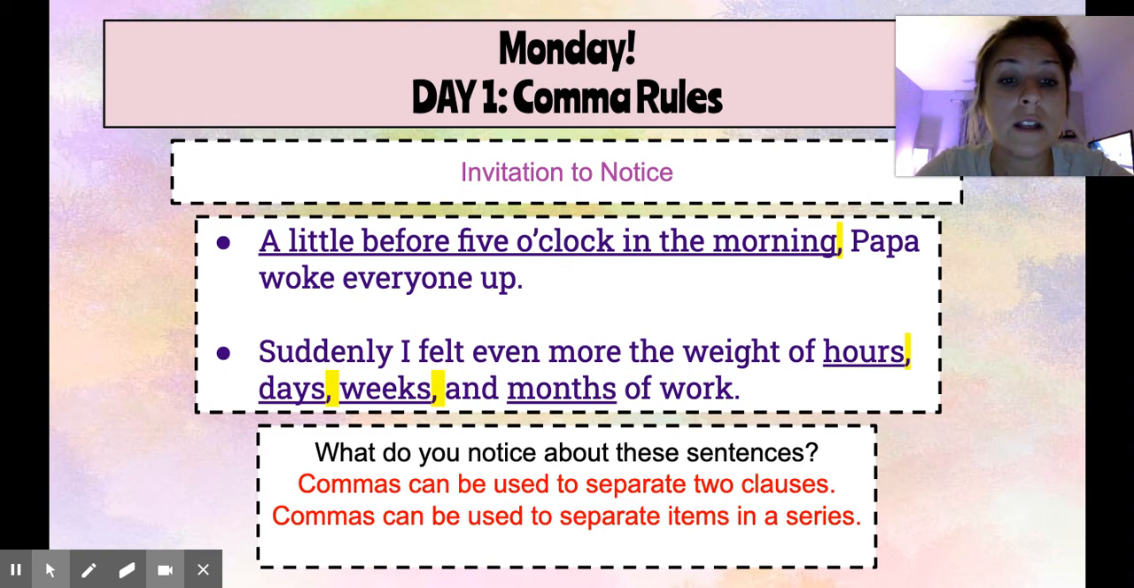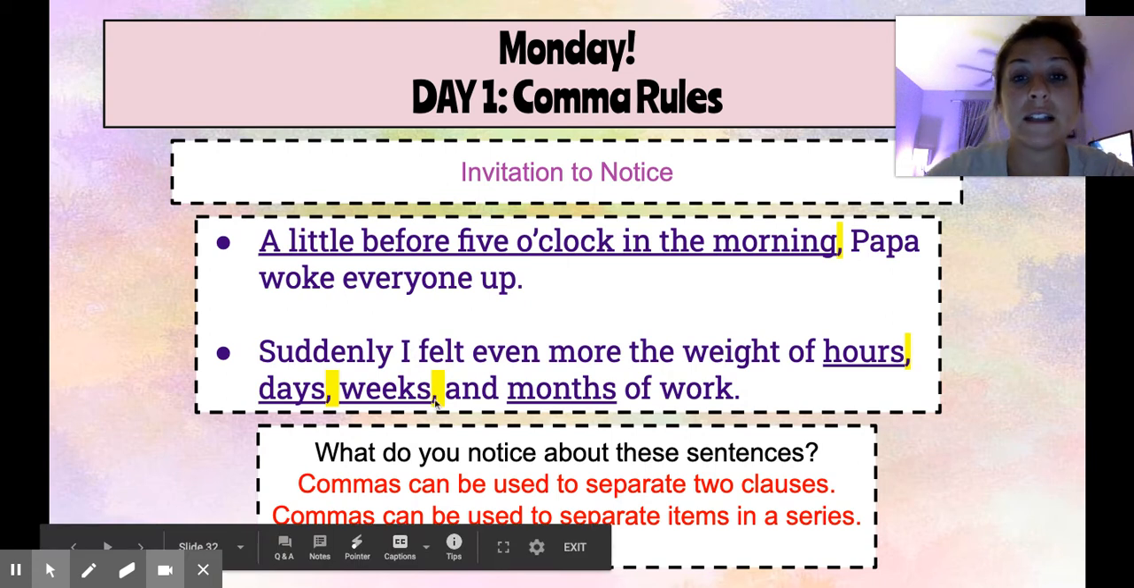Okay, the second one you see, you have three commas and it's separating a list. Okay, so hours, comma, days, comma, weeks, comma, and months. So they can be used to separate items in a series. Make sure that you are putting a comma before the and so that we're not mixing up weeks and months together.